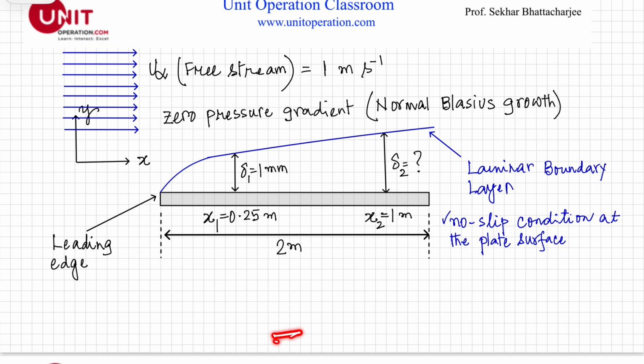Just read any standard textbook. The boundary layer begins at the leading edge right here and becomes progressively thicker as the fluid moves downstream. So as the fluid moves downstream, this boundary layer becomes thicker. This occurs because of the viscous effects, which diffuse momentum further away from the plate surface. And this is x1 = 0.25 and this is x2 = 1 meter.